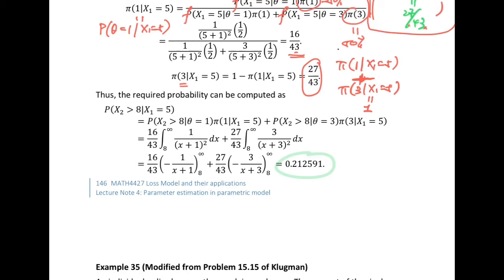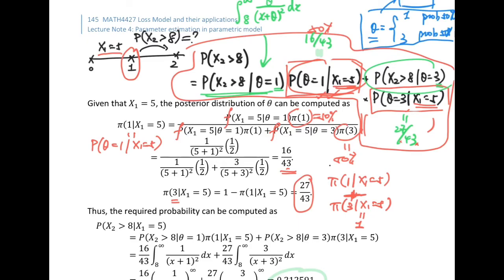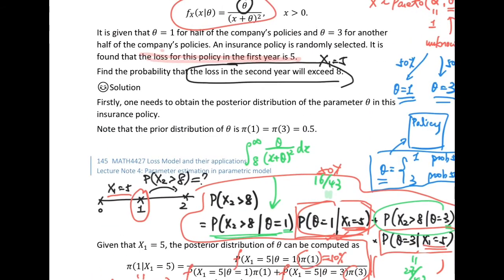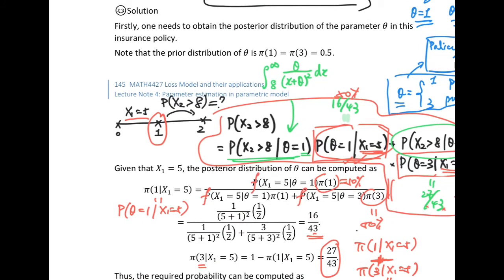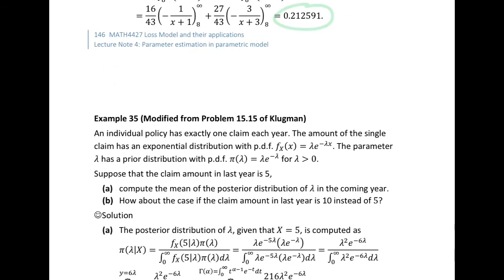This is how we do future prediction using Bayesian estimation. Basically the idea is, given the data available, you try to get the posterior distribution on your parameter theta. Once you have that, you use the law of total probability and finish the job. Hopefully it's very simple. This is example 34.